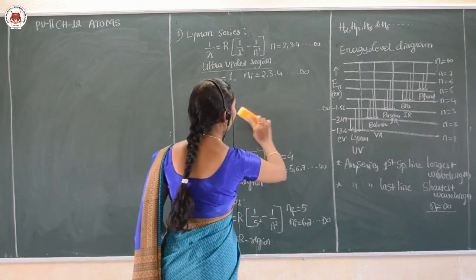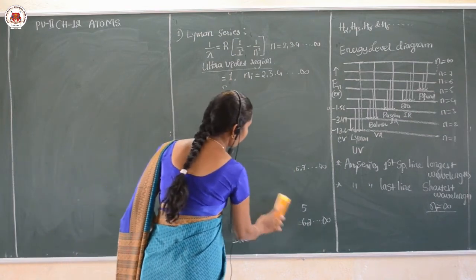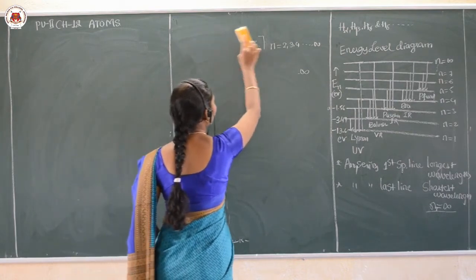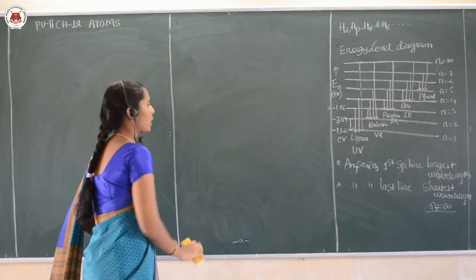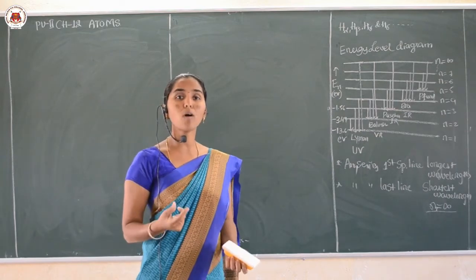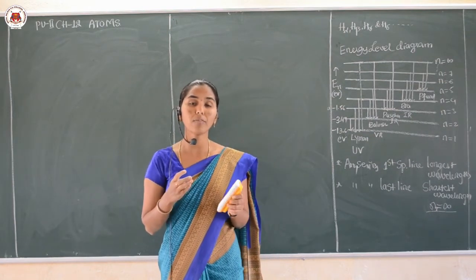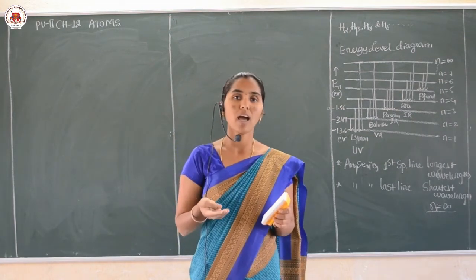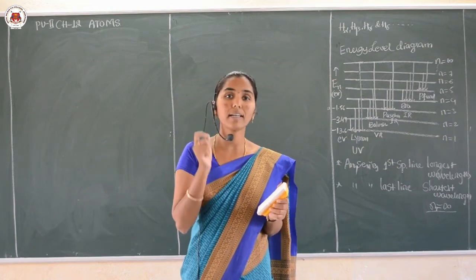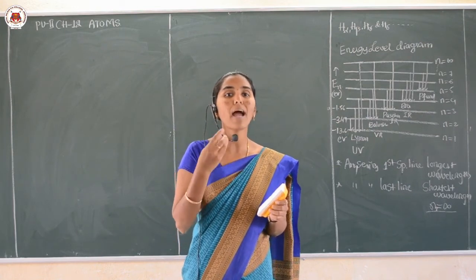What Bohr's second postulate gives me is information that the angular momentum of an electron in the nth orbit is equal to an integral multiple of h by 2 pi. Yes, and de Broglie gave an idea about matter waves. According to de Broglie, every moving matter is associated with a wave. So that is called the matter wave.